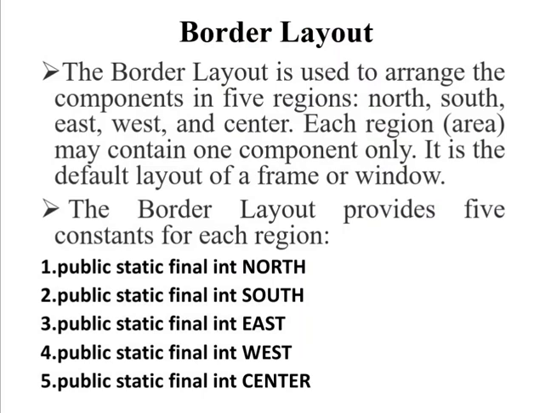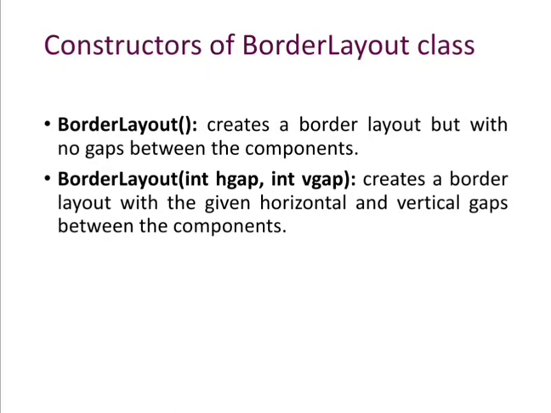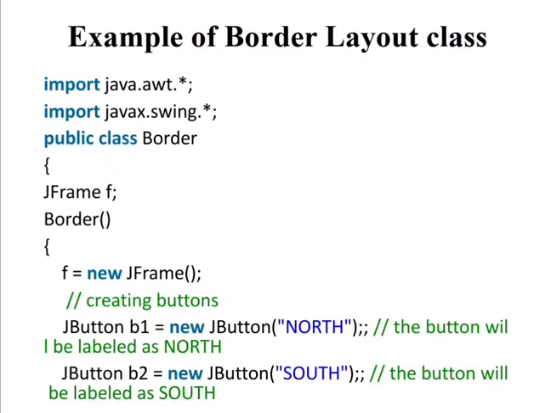Then next one is the example of the BorderLayout class. Import java.awt, import javax.swing, public class Border, JFrame f; Border() creates a new frame, f = new JFrame. Creating the buttons: JButton b1 = new JButton("NORTH"), the button will be labeled as North; JButton b2 = new JButton("SOUTH"), labeled as South; JButton b3 = new JButton("EAST"), labeled as East; JButton b4 = new JButton("WEST"), labeled as West; JButton b5 = new JButton("CENTER"), the button will be labeled as Center.